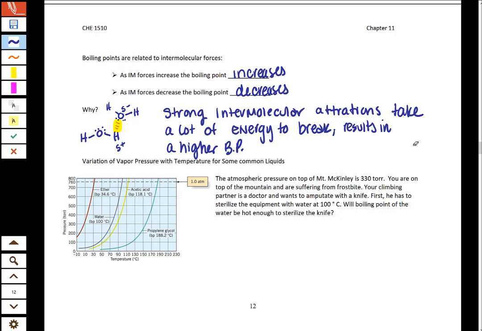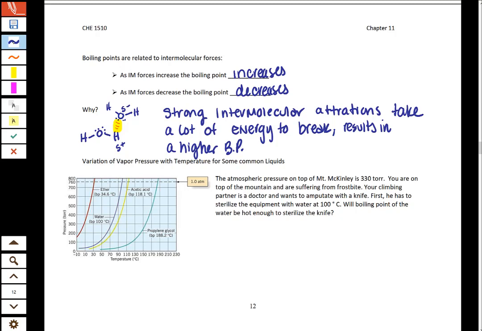So let's look at a little graph as we end this video. So as we finish up this video, let's look at this last question here. It's saying the pressure on the top of Mount McKinley is 330 torr. You're on the mountain. Oh, and oh my goodness, you have frostbite. Thank goodness you are climbing with a doctor who has a knife so that he can amputate you. Assuming the doctor is male. You know, the doctor could very well have been female. So the doctor is insistent that they need to sterilize that equipment with water at 100 degrees Celsius.